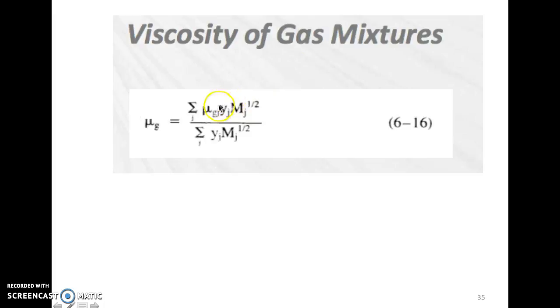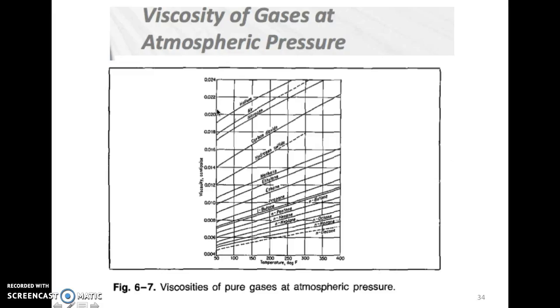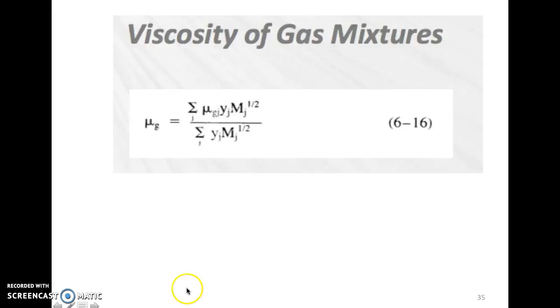So we're using this mixing rule to calculate the viscosity of a gas mixture. After figuring out the composition and the molecular weight for each component, we use the correlation in the previous figure, figure 6.7, to estimate the viscosity of each component, and then we use this mixing rule to calculate the viscosity of the mixture.